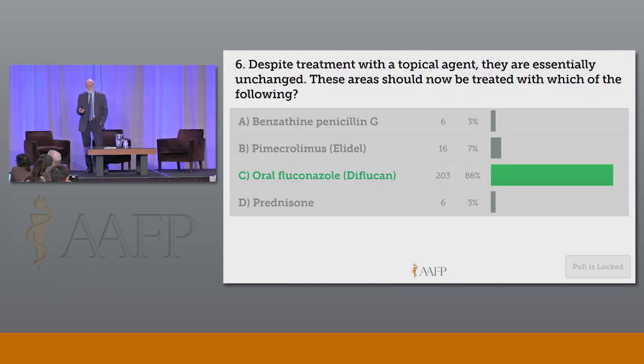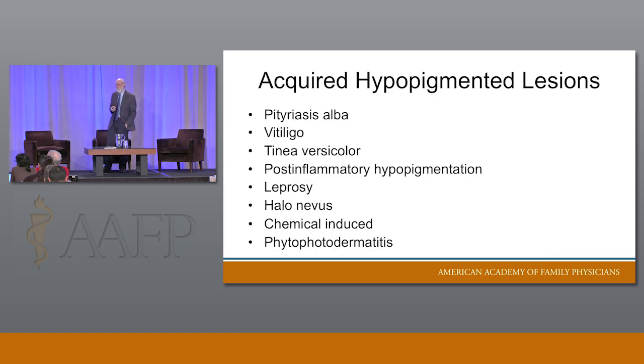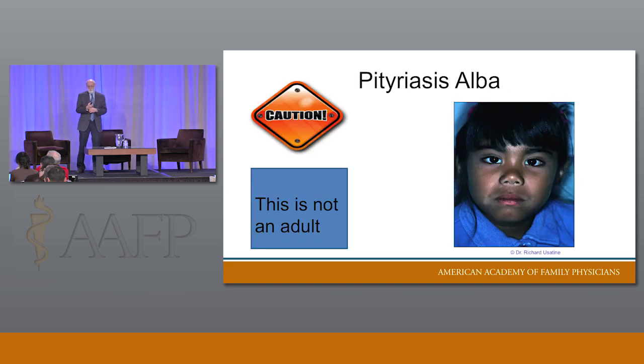Your choice is oral fluconazole. Great. We're really doing well on these questions as well. Our patient has, as you suspected, tinea versicolor, fungus of many colors. These are acquired hypopigmented lesions. Pityriasis alba, vitiligo, tinea versicolor, post-inflammatory hypopigmentation, which is common. We don't see a lot of leprosy, however.